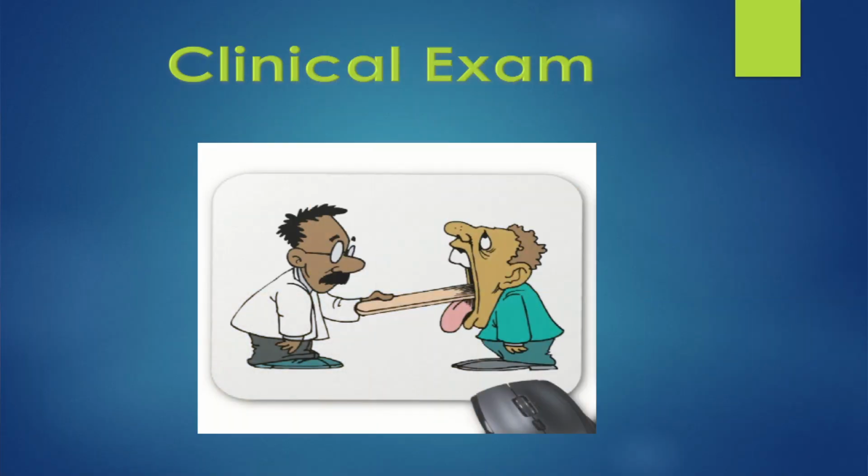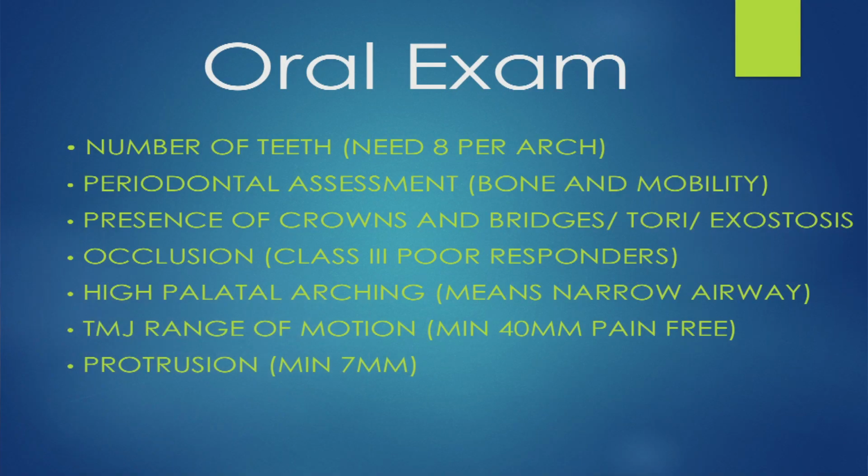The clinical exam. In the clinical exam, we'll of course look at their teeth, the number of teeth. We want 8 to 10 teeth per arch. Our dental appliances need to snap in and be stable, so we must have at least 8 teeth per arch. We'll do a periodontal assessment. We want a good stable dentition for these sleep appliances to snap onto.